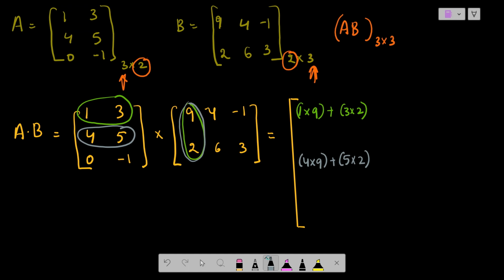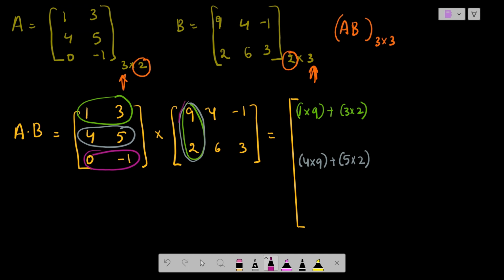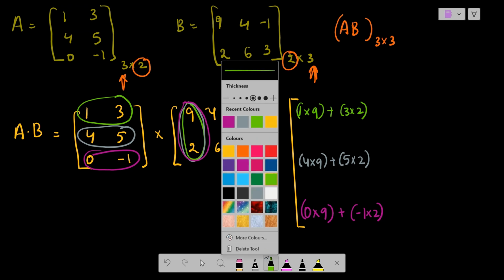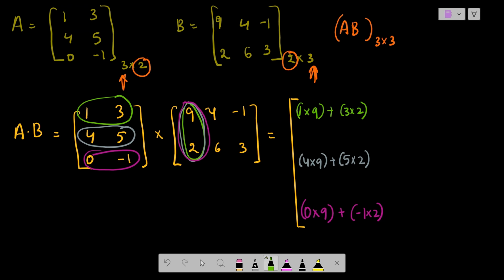Next, again, what we have to do? We have to take the third row and first column elements and write here. So 0 into 9 plus minus 1 into 2. Did you understand, students? Now we got the elements of the first column. In the same way, we have to do with the second column. So first row, first column, second row, first column, and third row, first column, over.